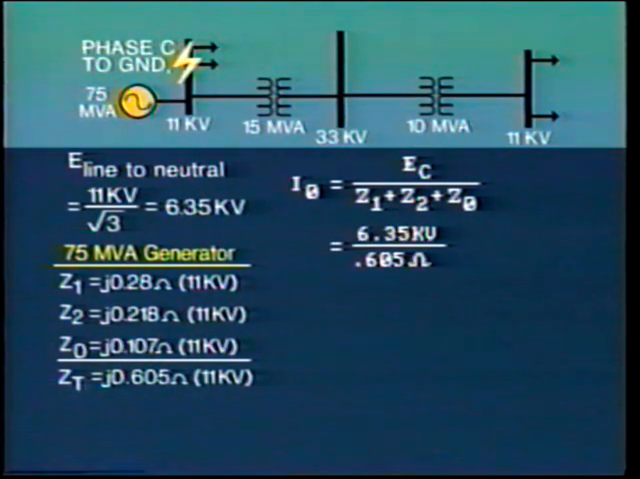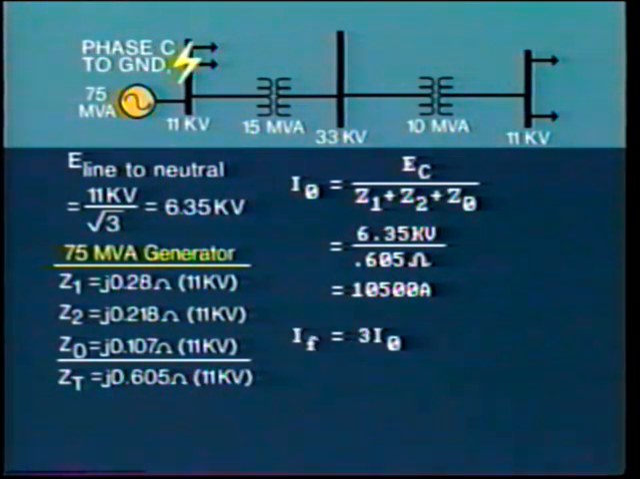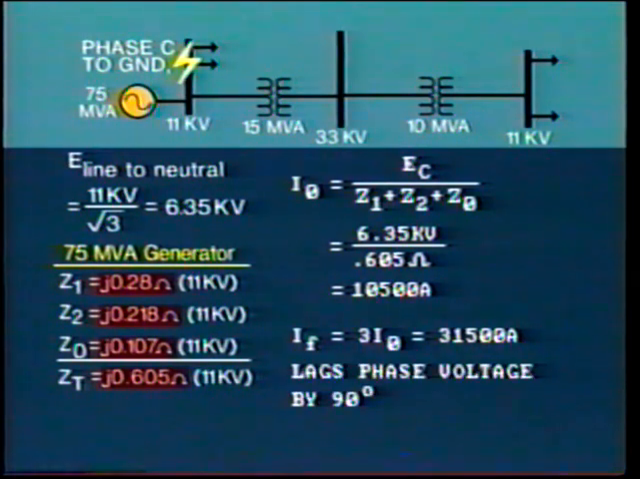I0 equals 6.35 kV divided by 0.605 equals 10,500 amps. But fault current, IF, equals 3I0. In our example, this comes to 31,500 amps. And what would be the relative phase displacement of this current? Well, as all of the impedance values given are J values, the fault current would be lagging by 90 degrees on phase voltage EC.